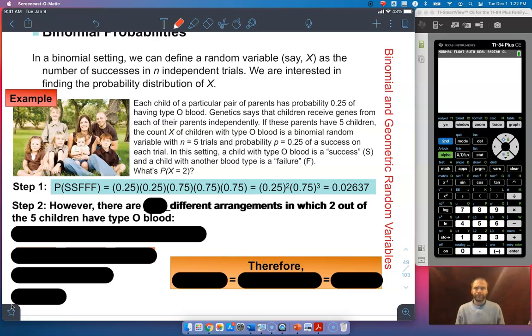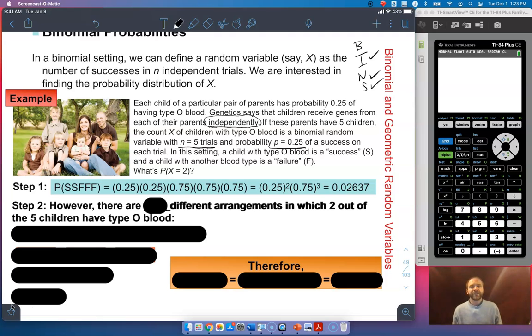So here you go. Here's an example. Each child of a particular pair of parents has a probability of 0.25 of having type O blood. Genetics say that children receive genes from each of the parents independently. So look at this prompt. If you're checking bins here, I can see it's defining independence for me. So that's great. If these parents have 5 children, and we're going to define X as the number of children with type O blood, well, look at this. We have a fixed number of trials. So if I'm thinking my bins, right now I'm told they're independent. I know there's a fixed number of trials, and I'm told the probability of success is 0.25. Is it binary? Well, if we keep reading, it is. Because a child's either going to have type O blood, success, or they're not going to have type O blood, failure. And so notice they're defining S as success and F as failure.